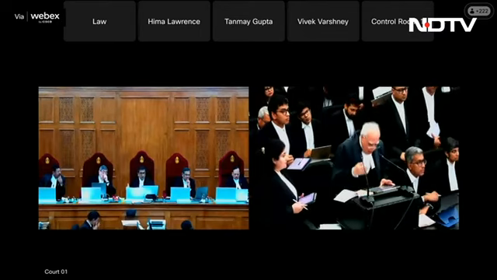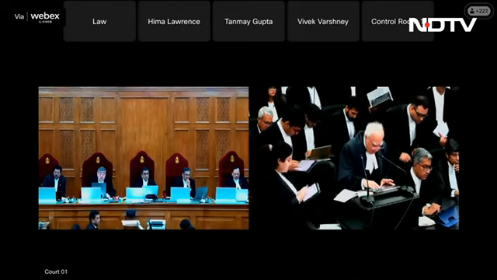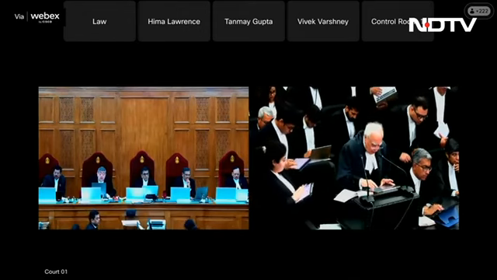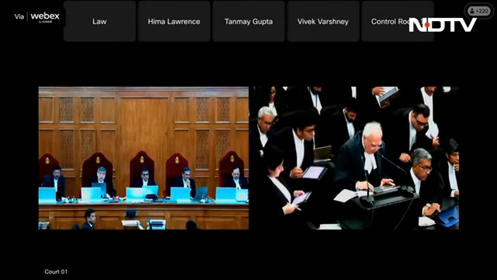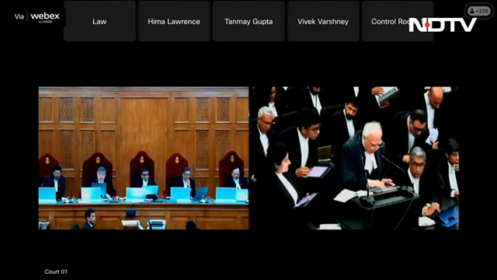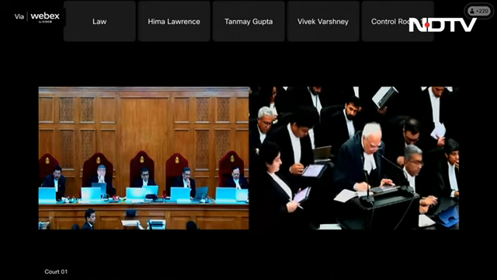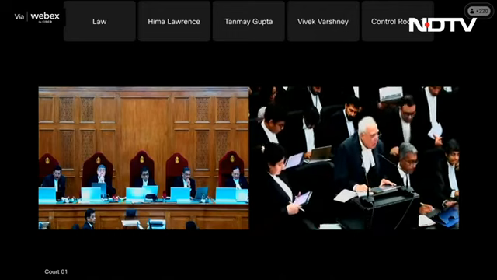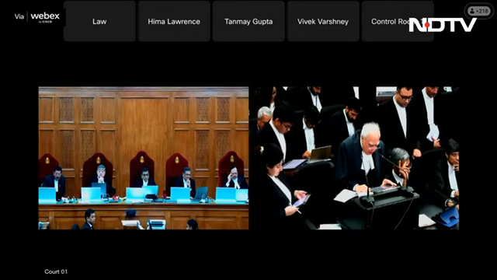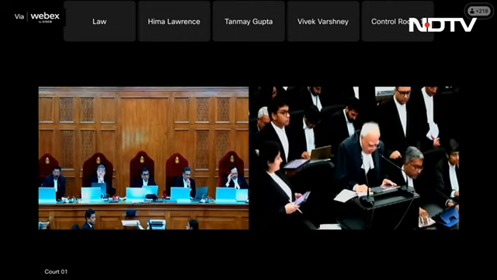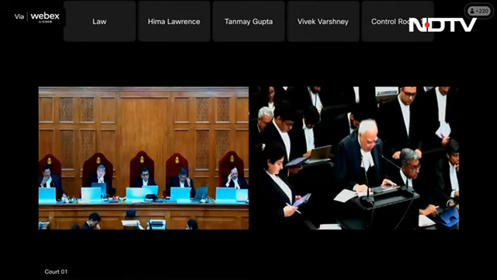Let's go to the 54 order now. Yeah, that's volume 3 again, page 13. Yes. In exercise of the powers conferred by clause 1 of 370, the President, with the concurrence of the government of the state of Jammu and Kashmir, is pleased to make the following order. The order may be called the Constitution Application to Jammu and Kashmir Order.